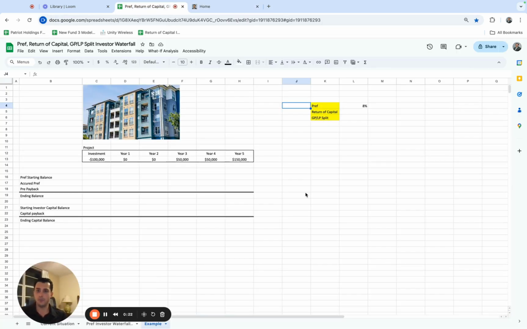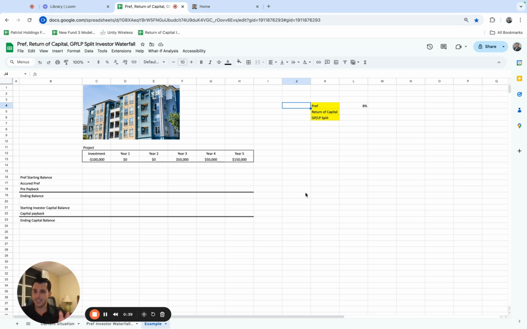For this video, what we are going to be looking at is a very common investor waterfall. You're going to see this in a lot of deals. It's going to be the Pref, return of capital, and then a GP/LP split. So three tiers: Pref, return of capital, GP/LP split.